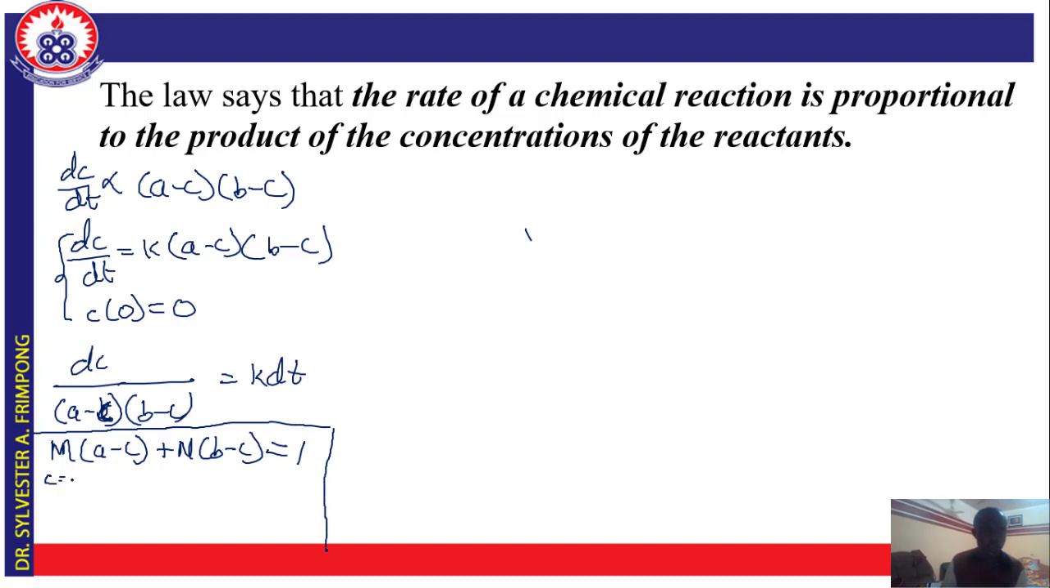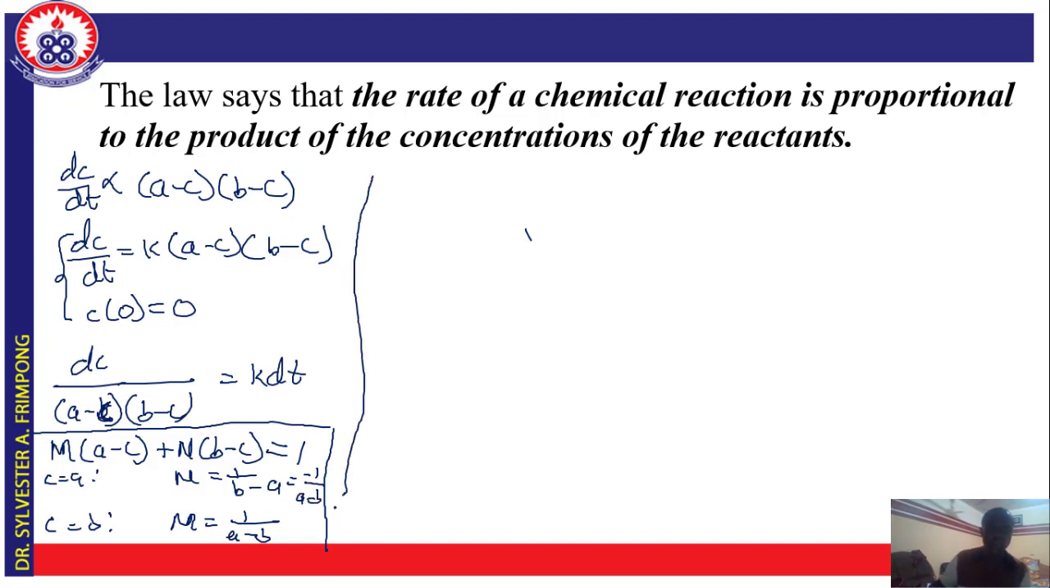When C is equal to A, this M will be 0. So you're going to get N to be 1 over B minus A. That is, you are going to have B minus A here. And when C is equal to B, this is going to give you a 0. So you're going to get M to be equal to 1 over A minus B. Now I want to write this one as negative 1 over A minus B.